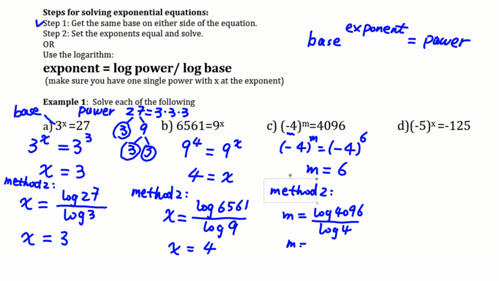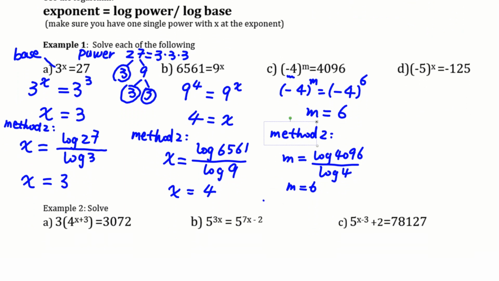m equals 6, and be careful, if the base is negative, you need to check if they are correct. So left side equals -4 to the exponent 6, then you type in, equals 4,096, equals the right side. Then it means 6 is a solution for this exponential equation.